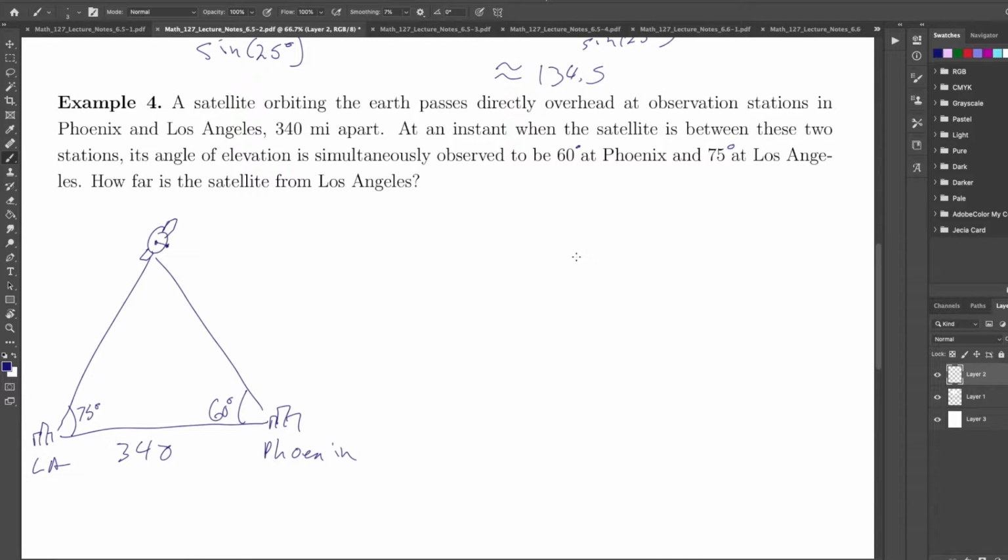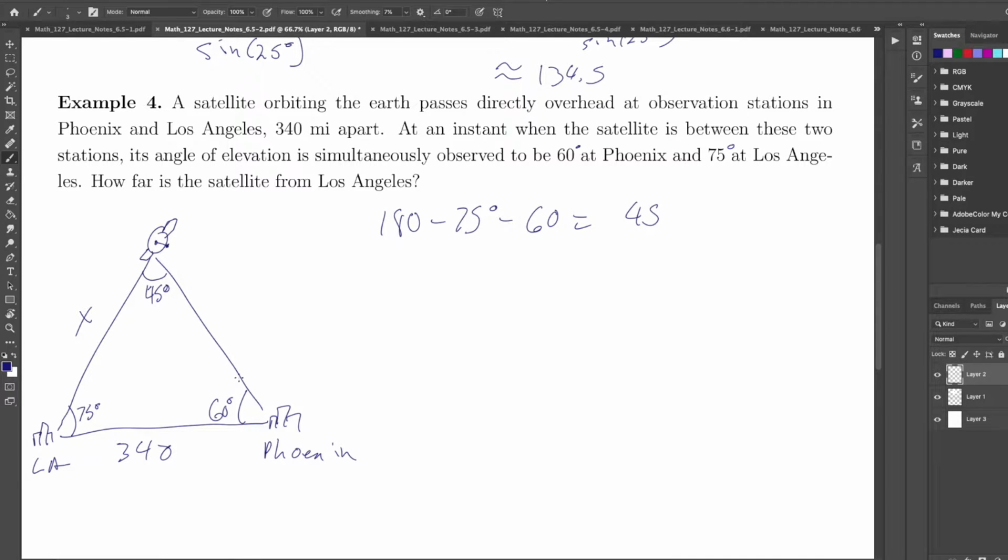And so what do we want to find? We want to find this right here. So we're going to just call this x. All right. Do we know what this angle is? Yes. So that's the first thing we're going to solve. We're going to take 180 minus 75 degrees minus 60 degrees. And that's going to give us 45 degrees. So we know this is 45 degrees.